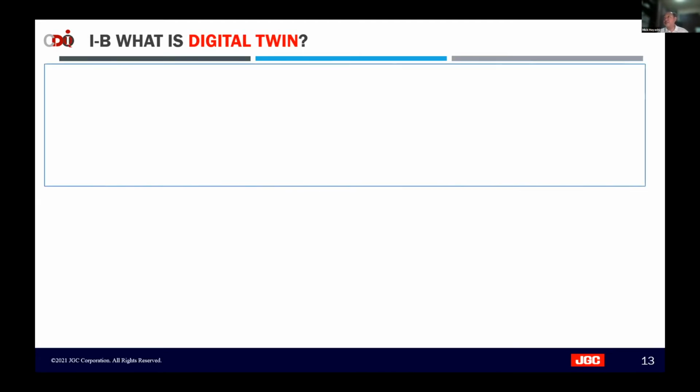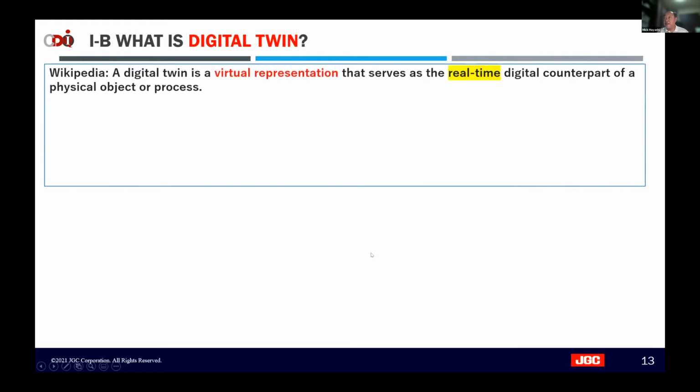So now, I'm going to talk about digital twin. We start with definitions again. According to Wikipedia, a digital twin is a virtual representation that serves as a real-time digital counterpart of a physical object or process. Remember, this doesn't say 3D or graphical. It only says real-time digital counterpart of a physical object or process.